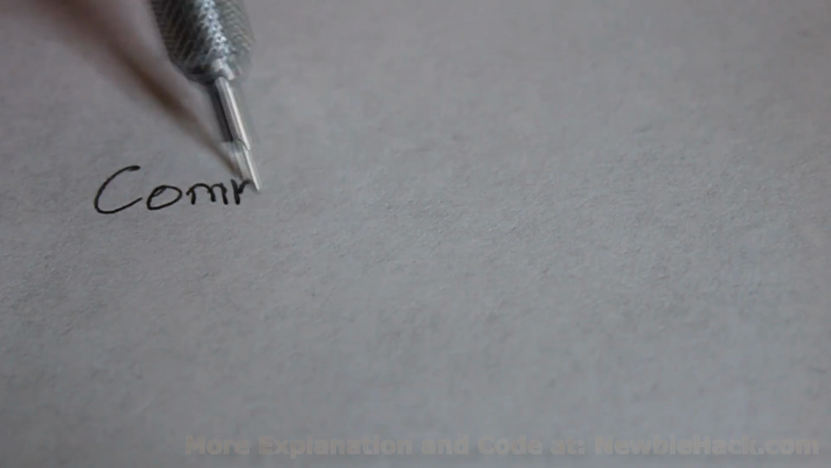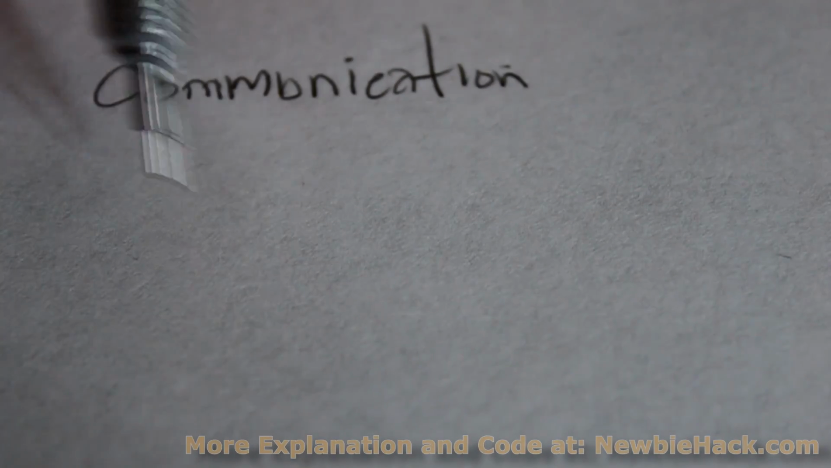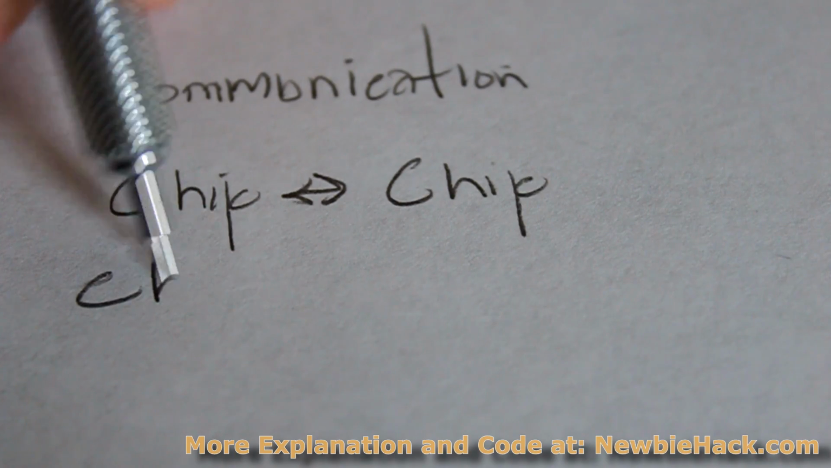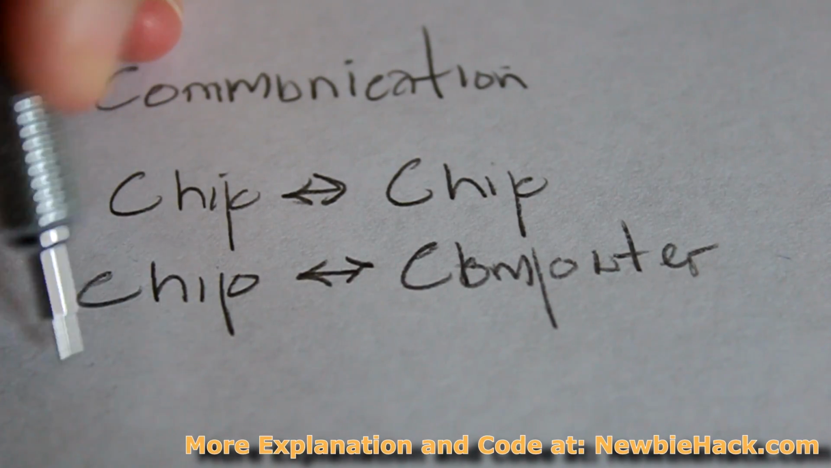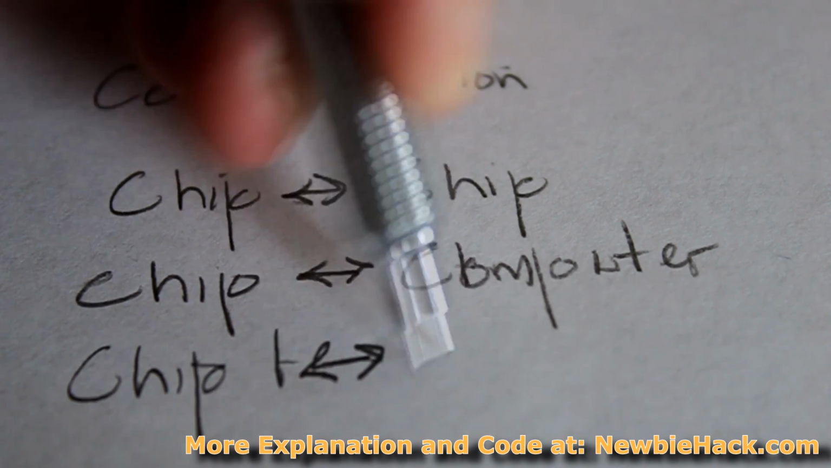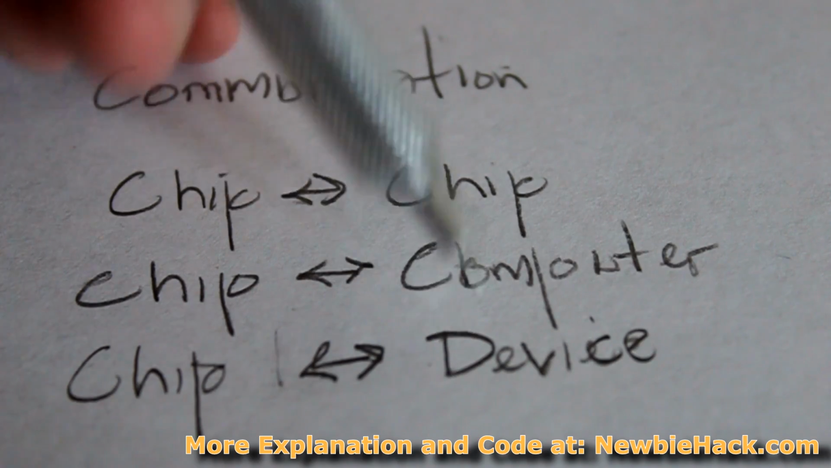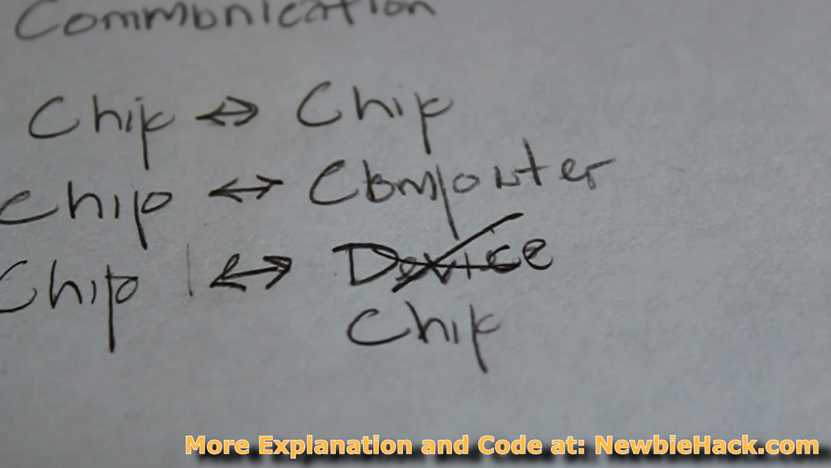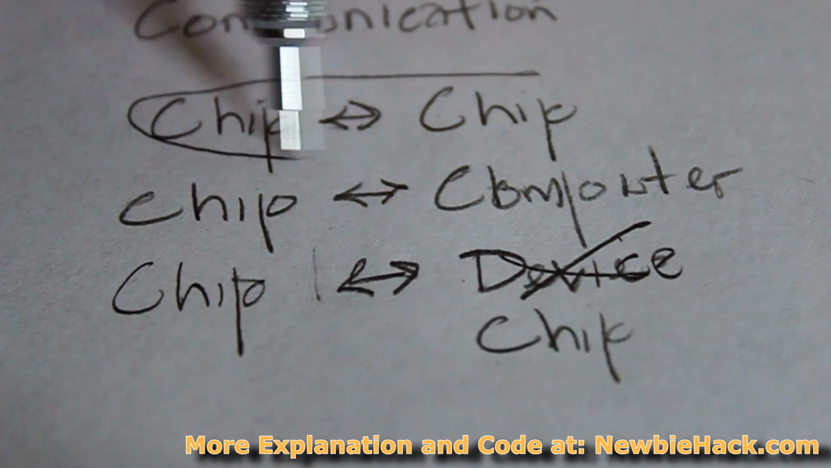In this video, I'm going to talk about communication. There are various forms of communication. We have chip to chip, chip to computer, and chip to device. But most likely this device is probably just some form of another chip. Specifically in this video, we'll be talking about chip to chip communication.